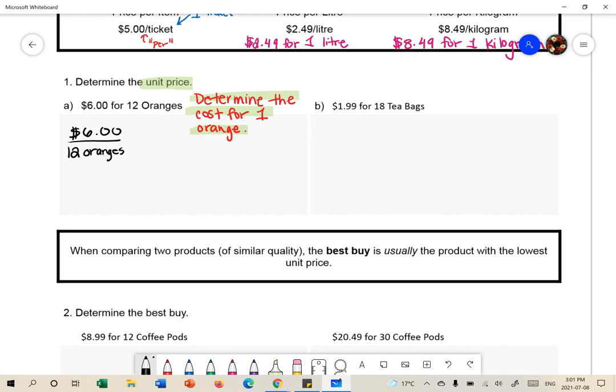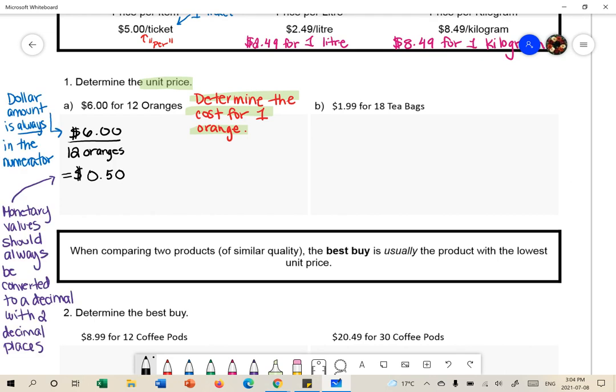Remember to have your dollar amount in your numerator. And then I'm going to divide. 6 divided by 12 is 1/2. Because we're dealing with money here, I'm going to convert that into a decimal. So the decimal form of 1/2 is 0.5. And because we're dealing with money, money is always 2 decimal places. So instead of saying 0.5, I'm going to say 0.50. So we understand that this means 50 cents.